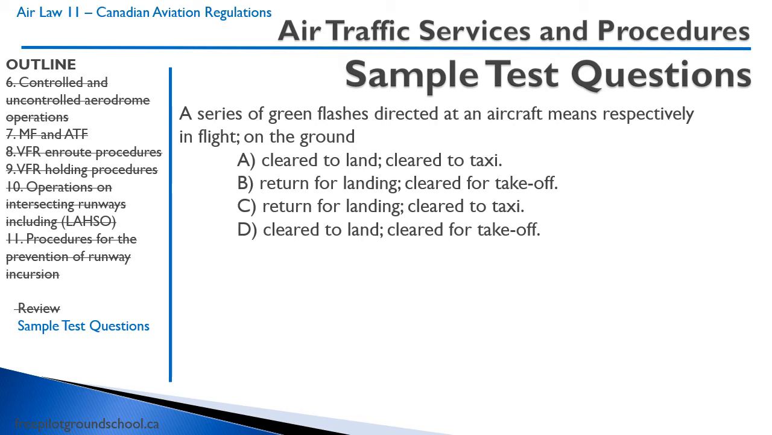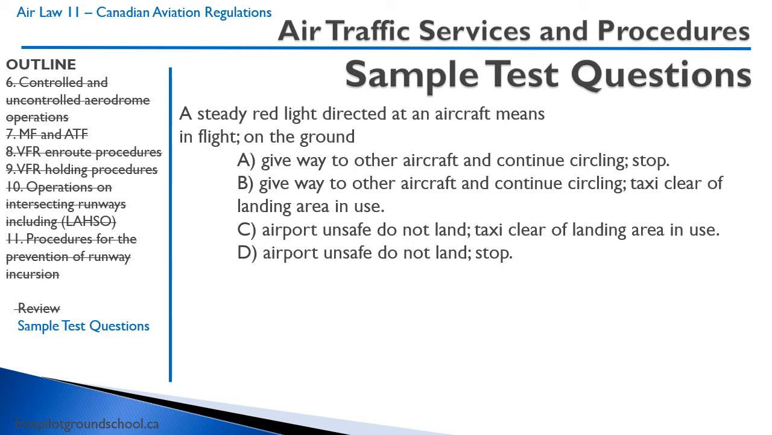So the first question: a series of green flashes directed to an aircraft means, respectively, in flight or on the ground. So let's go through it. In flight, green flashes mean return for landing. Remember, clear to land is a steady green light. On the ground, it is clear for taxi. The steady green light is a clear for takeoff. So the correct answer is C, return for landing, clear to taxi.